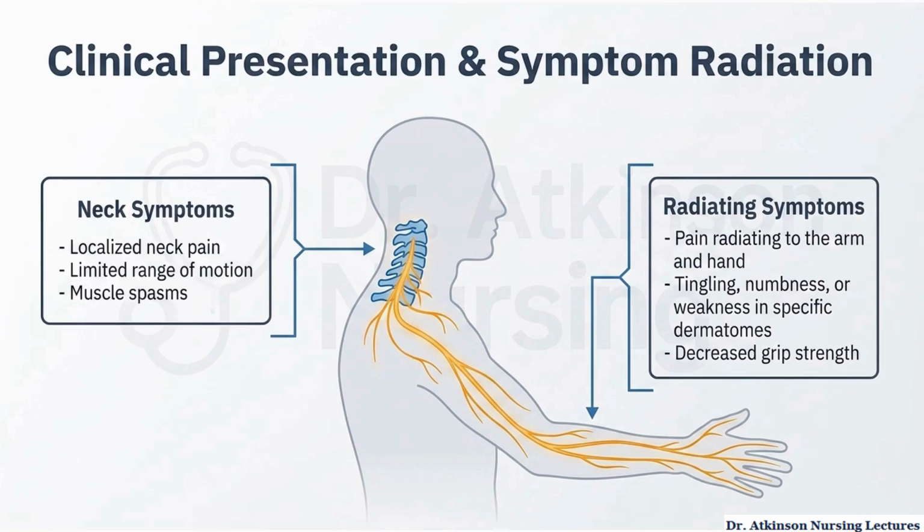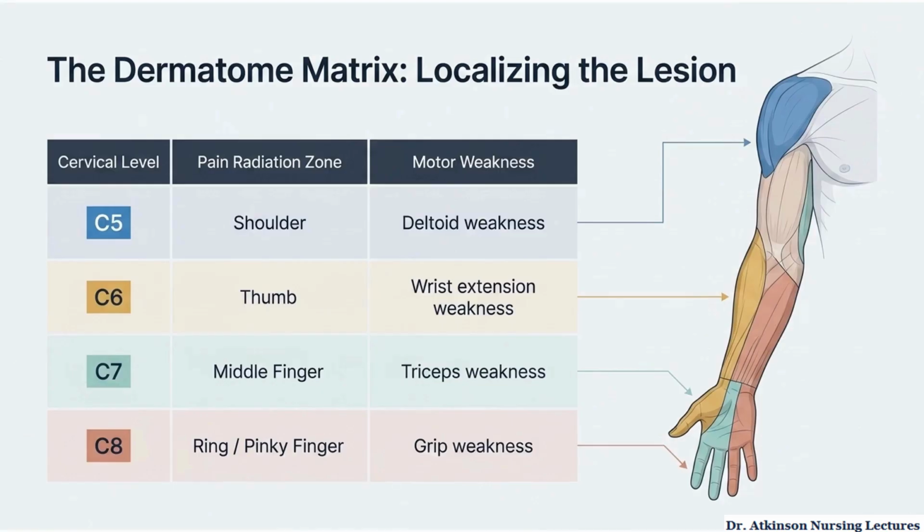Patients commonly present with localized neck pain, reduced range of motion, and muscle spasms. When nerve roots become compressed, symptoms radiate into the arm and hand. Patients may report tingling, numbness, weakness, or decreased grip strength depending on the affected dermatome. Dermatomes help localize the affected cervical nerve root.